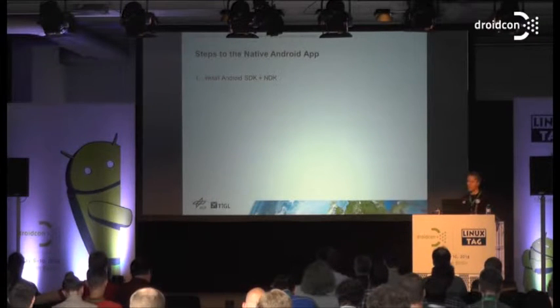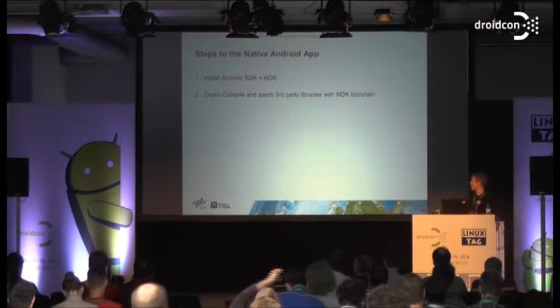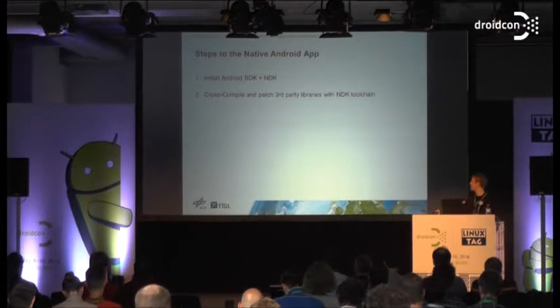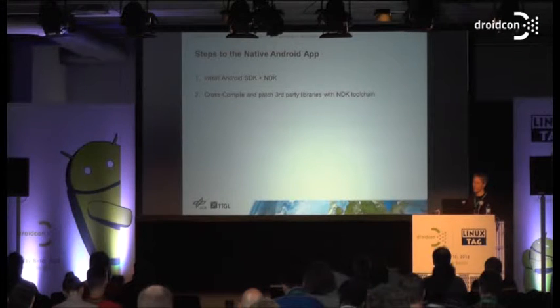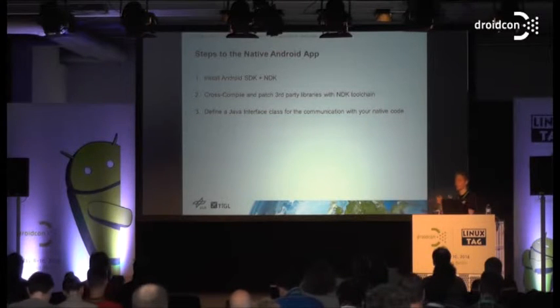Now I'm going to talk about the steps you go through when porting your code. First install the SDK and NDK, that's obvious. And then, this is quite a hard part actually, you have to cross-compile all these libraries and your code you need. And if you're not lucky, then you also have to fetch those things. Then you have to define a Java interface class to talk from Java with the native code, the C++ code.